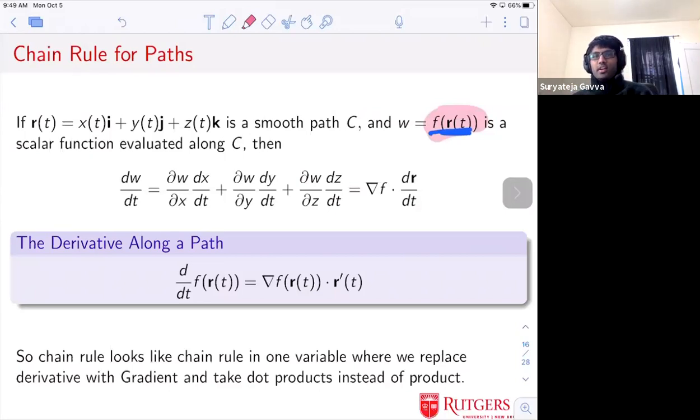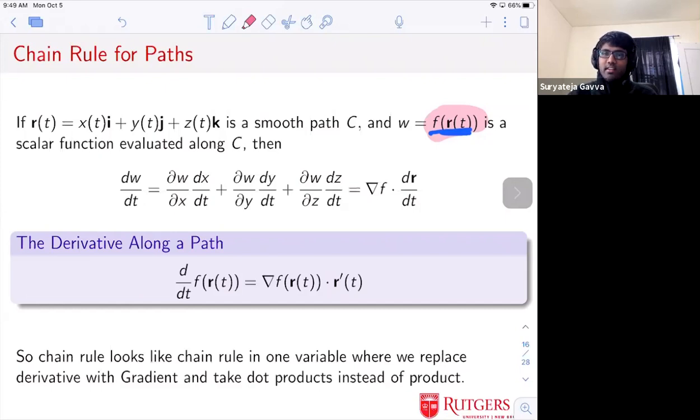Instead of thinking of f as a function of x, y, and z, you can think of f as a function of the vector x, y, z, right? Previously we were considering f of x, y, z as just a function of three variables. But you can also think of it as a function of this vector. So if I want to compute the derivative of f of r of t with respect to time, we saw that the chain rule tells you this: the derivative is the partial derivative with respect to x times the x derivative, partial derivative with respect to y times the y derivative, partial derivative with respect to z times the z derivative.